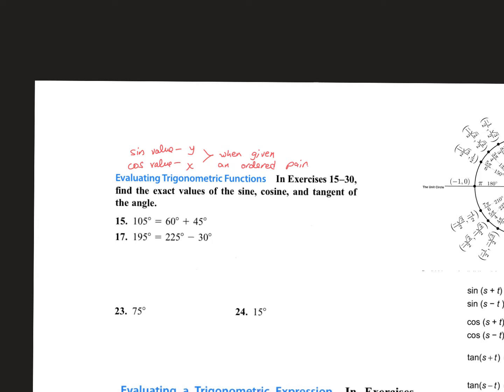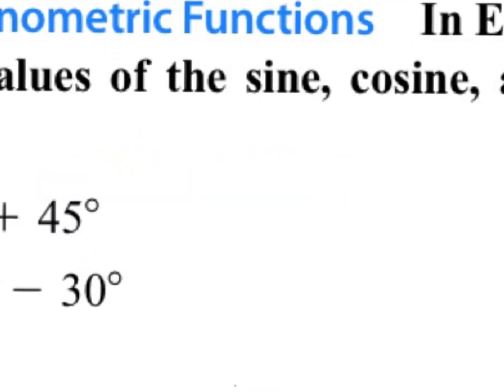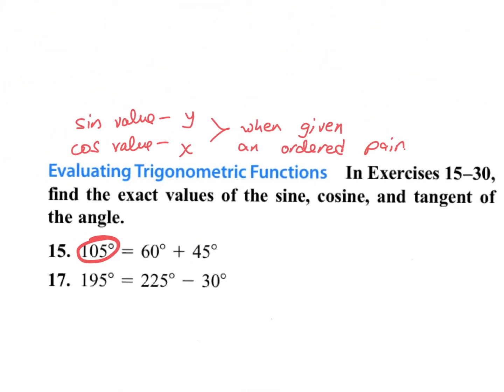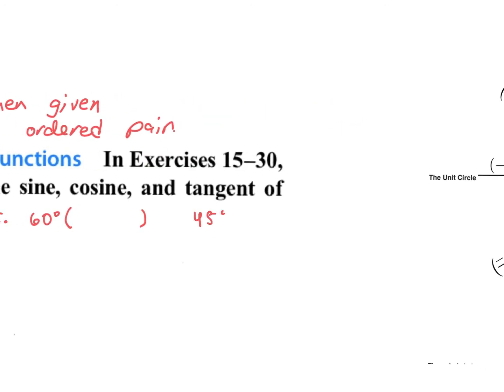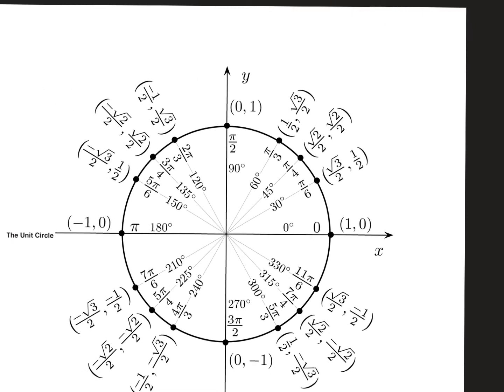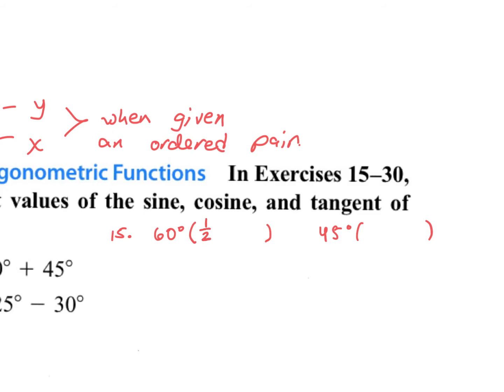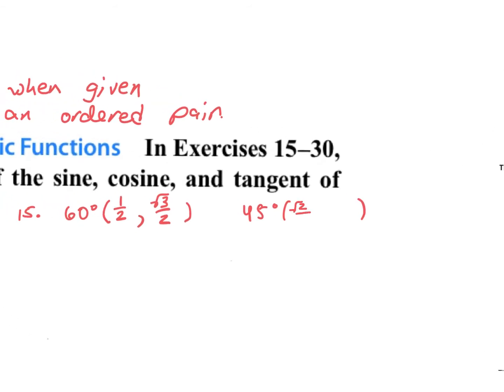So we'll do the sine and cosine right now for 105, all right? They're asking us to use 60 and 45. So for number 15, the first thing I'm going to do is look at 60 degrees on the unit circle, and I'm going to look at 45 on the unit circle. So 60 on my unit circle is 1/2, root 3 over 2, and 45 is root 2 over 2, comma, root 2 over 2.